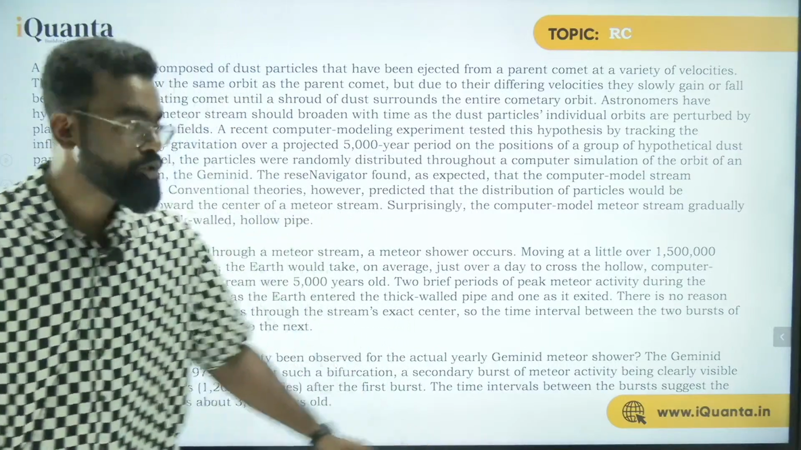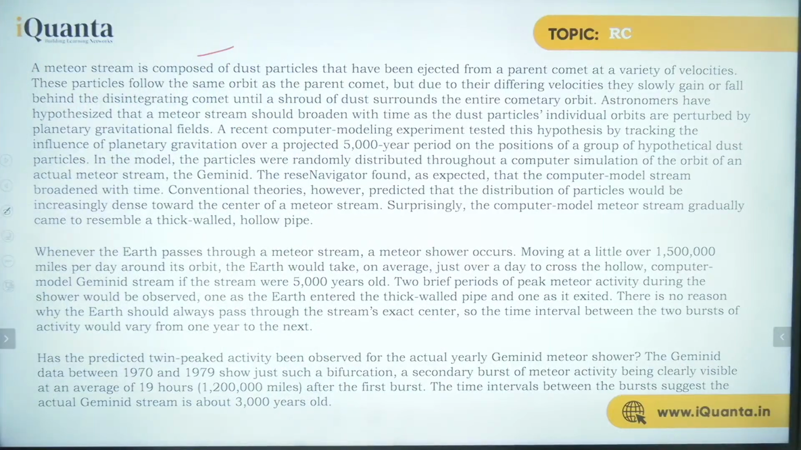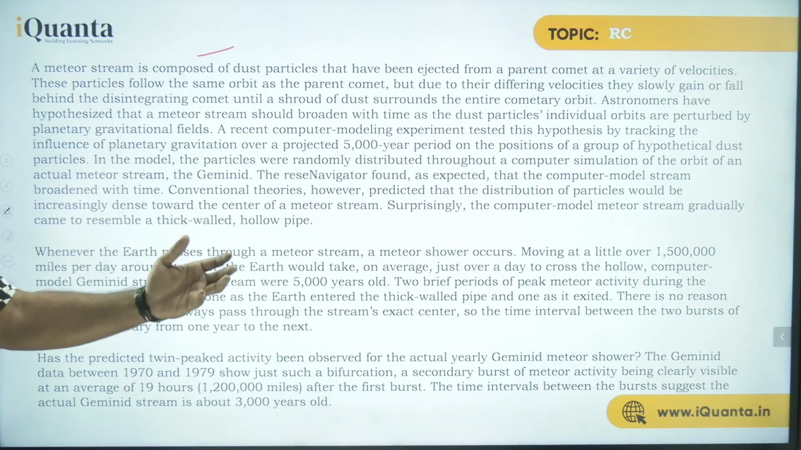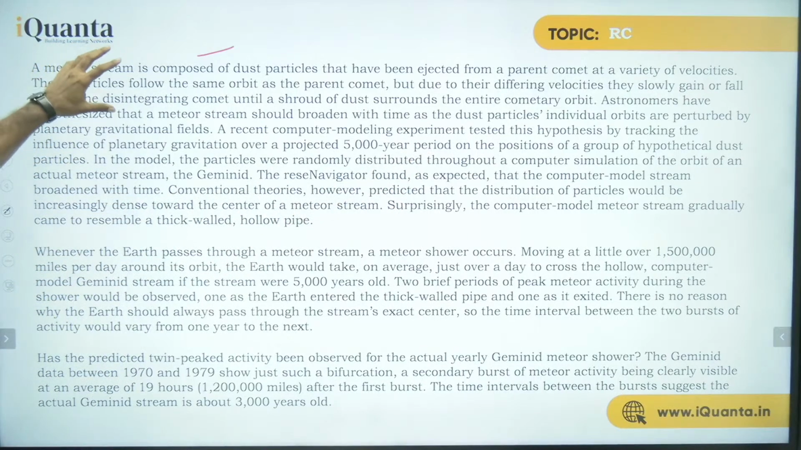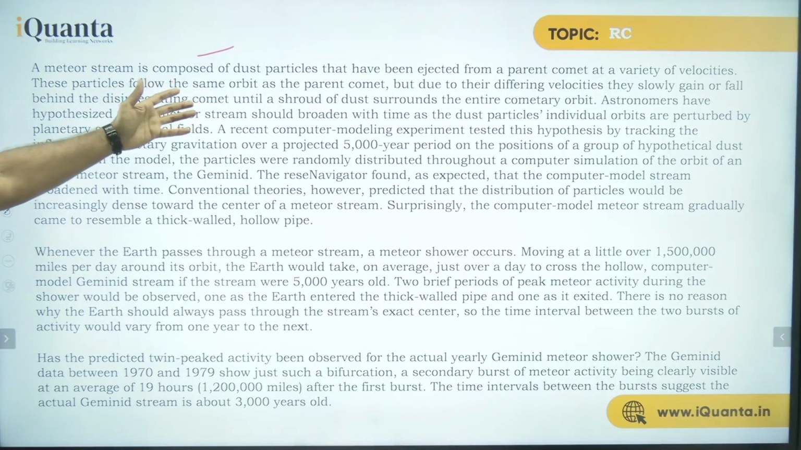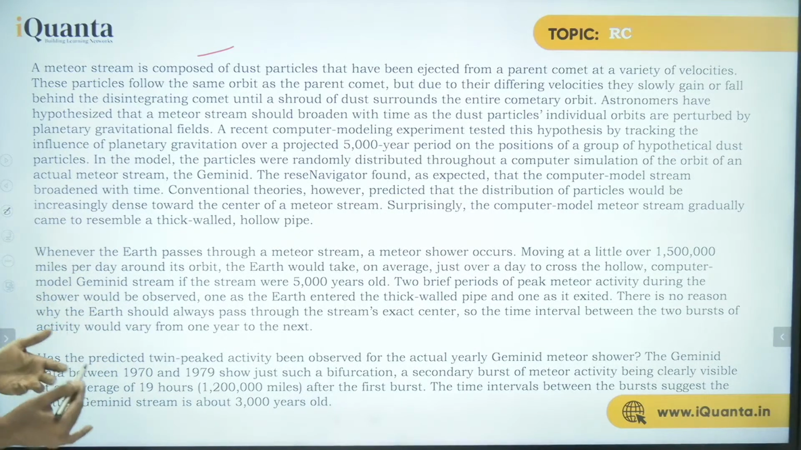Cool. So perfect. So now let's think about this passage, right? A meteor stream is composed of dust particles that have been ejected from a parent comet at a variety of velocities. These particles follow the same orbit as the parent comet, but due to their differing velocity, they slowly gain or fall behind the disintegrating comet until a shroud of dust surrounds the entire cometary orbit. So think about it. In the first sentence, they are saying what the cometary orbit is, what the orbit of a particular parent comet is, and how the differing velocities make them gain or fall behind.